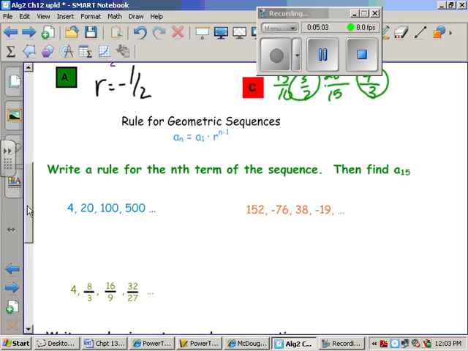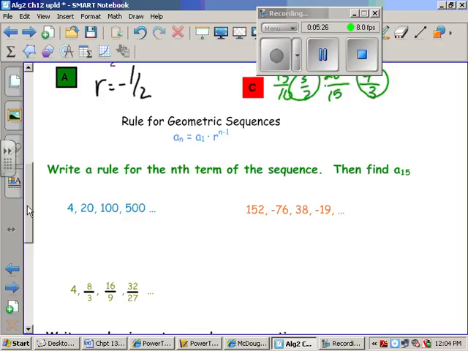So it's a sub 1 times our amount that's going up, r, raised to the n minus 1 power. Again, it's n minus 1 because we've already used the first term. So we're going to go out to the nth term, but it's going to be one short of the total.